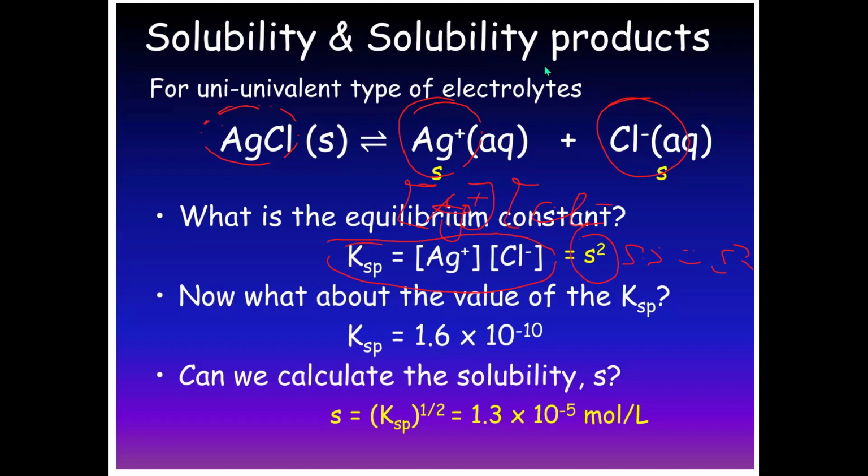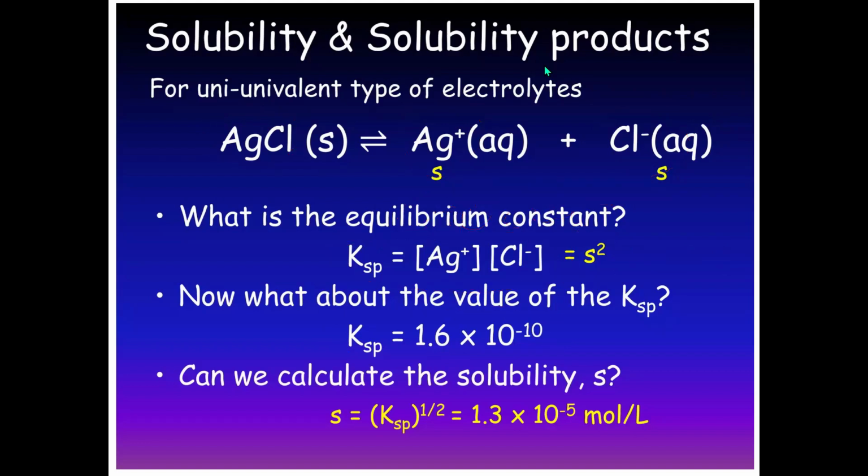Now what about the value of Ksp? Assuming the value of Ksp here is 1.6 times 10 raised to the power of minus 10, how can we calculate the solubility of the ionic form? Since here we have S square and we have Ksp, it means that Ksp is equal to S square. So how are we going to do the calculation? It is simple, since we know that Ksp is equal to S square.